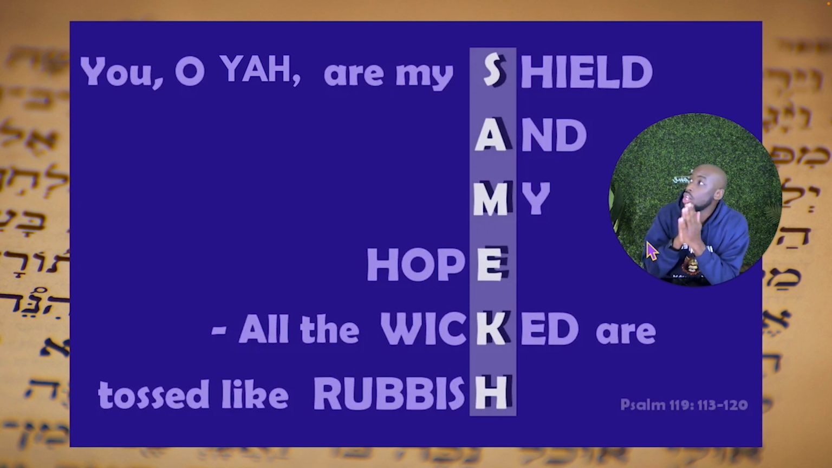It says this: you, O Yah, are my shield and my hope. All the wicked are tossed like rubbish. It's a great way to sum up what David wrote about this letter. That's so cool.